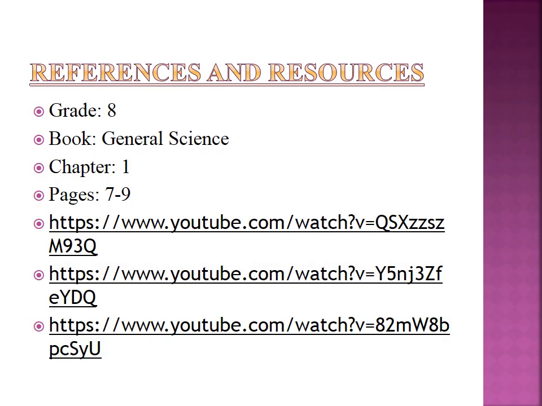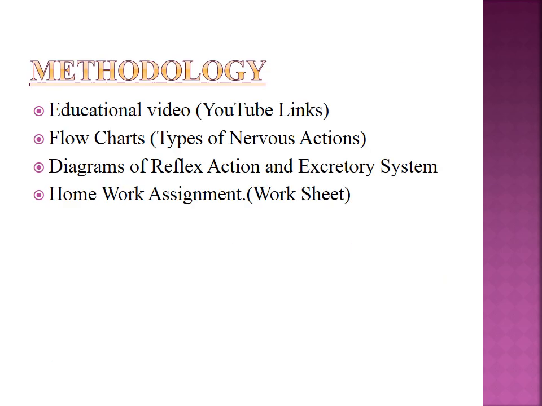References and resources: grade 8 books in general science, chapter 1, page 7 to 9. These are the three videos. One is about the voluntary and involuntary action. Second one is about the reflex action, and the third one is about the excretory system. Methodology: educational video, YouTube links, three links have been given. Flowcharts, types of the nervous actions, diagrams of the reflex action and excretory system.